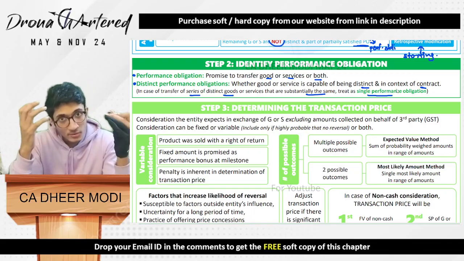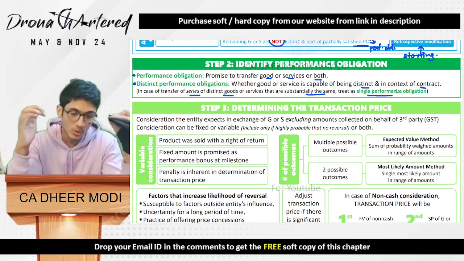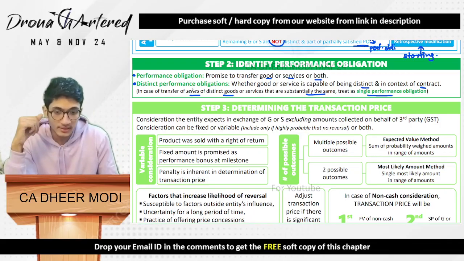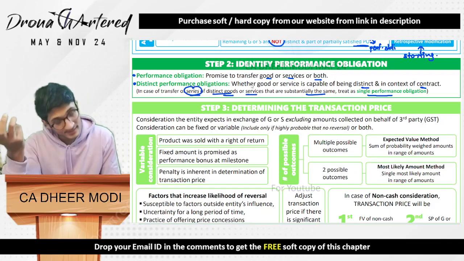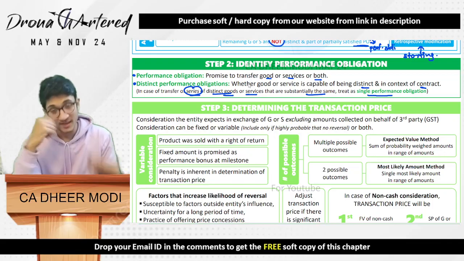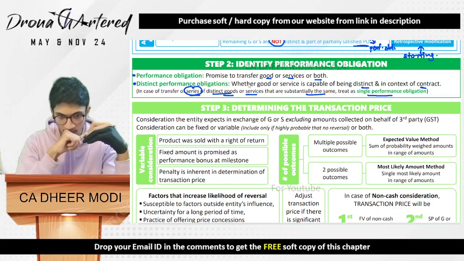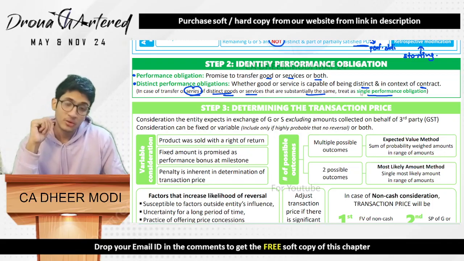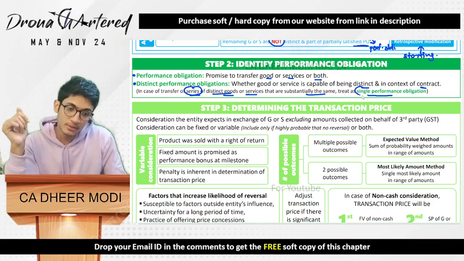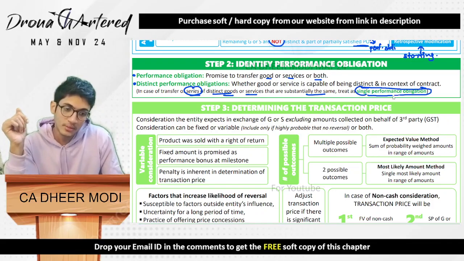Now we have entered into a contract that I will be giving my services throughout the month. So this is basically a series of distinct goods or services, but they are substantially the same. Every day I'm going to give the same service. Therefore, this will not be treated as 30 individual contracts, but will be treated as a single performance obligation.